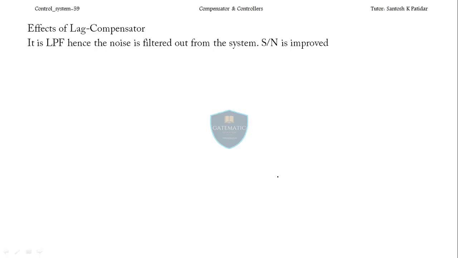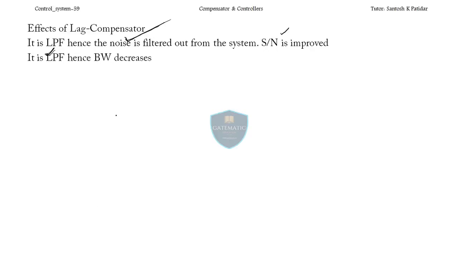Okay, now we'll come to the effects of the lag compensator. It is an LPF. Definitely the lead compensator works like a high pass filter, and the lag compensator will work as a low pass filter. Hence the noise is filtered out. Yes, this is the advantage of this lag compensator, that it will filter the noise. So noise is filtered out from the system and the signal to noise ratio is improved.